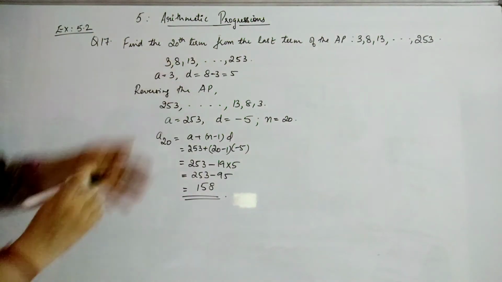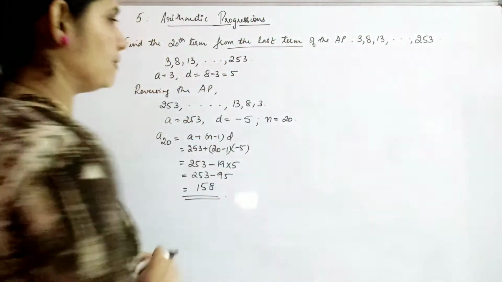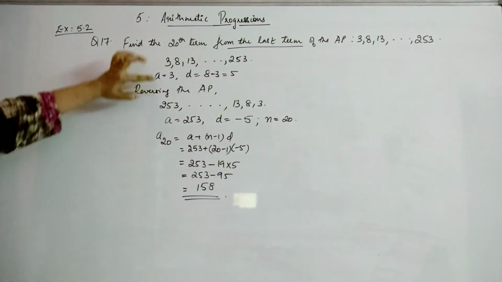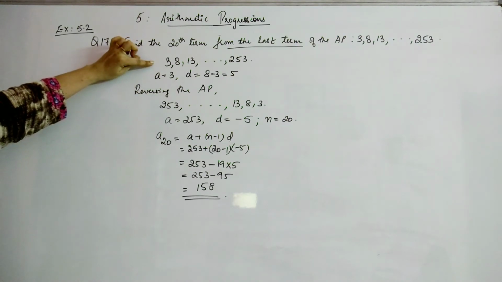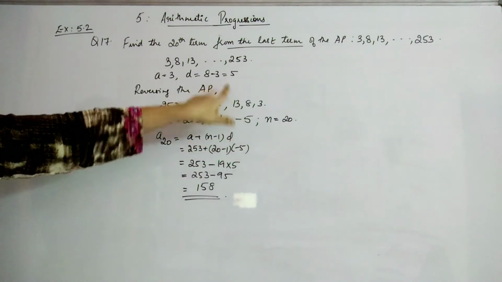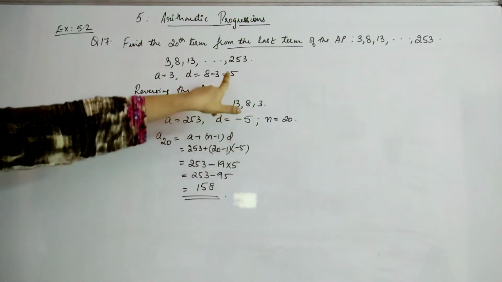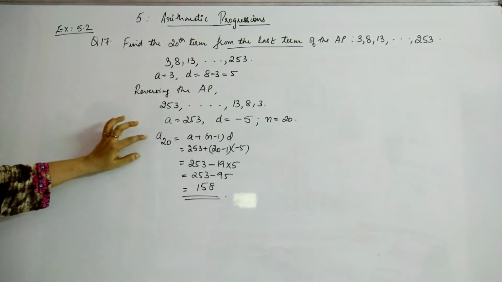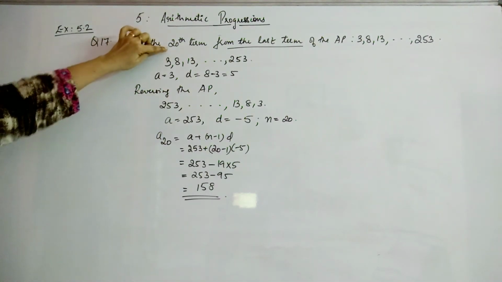You understood? If it is from the last term of the AP, you have to just reverse the order of the AP, and then the difference will be the negative of what you have got in the original sequence. Okay, if it is 5, it is minus 5. If it is minus 5, we will get it to be 5. And do as usual, finding the nth term, whatever the position is given. Understood?